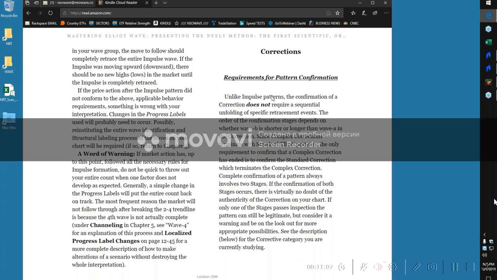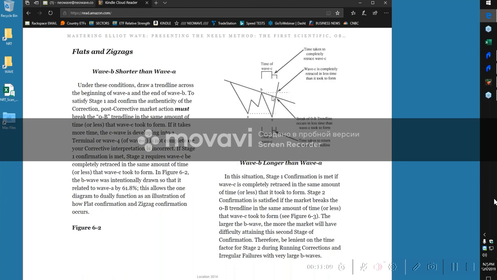Let's go on to corrections. So when you're dealing with corrections, the confirmation process depends. Instead of it always being a break of the trend line first and then full retracement second, it depends on whether wave B is the longest correction between A and B, or if it's the shorter of the two. If it's the same, then it becomes an event where you're going to get to your channel and retrace all of wave C both at the same time.